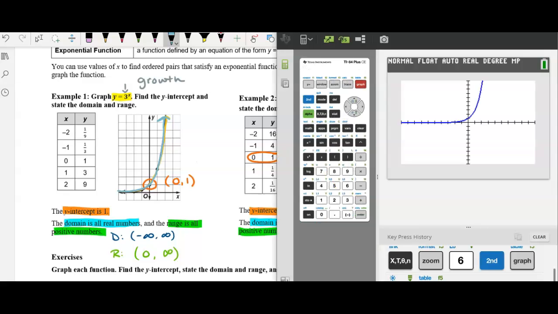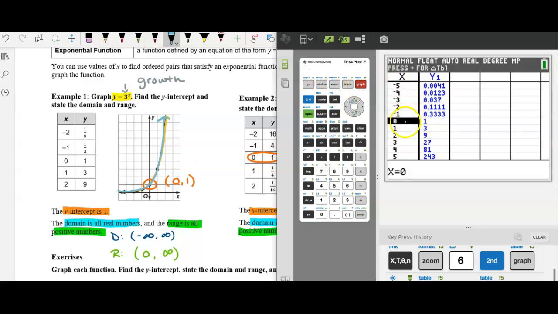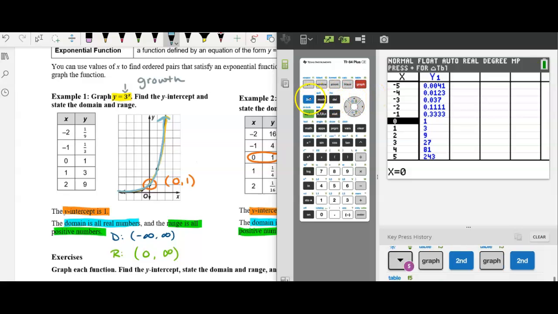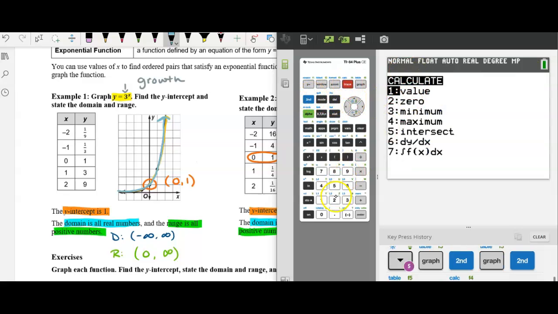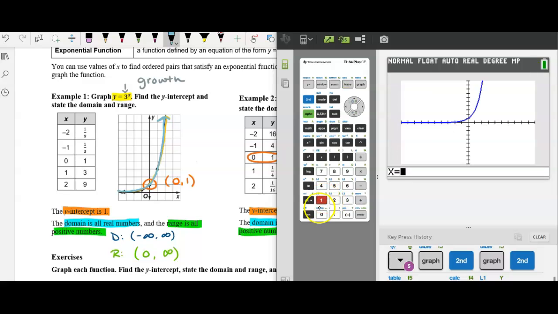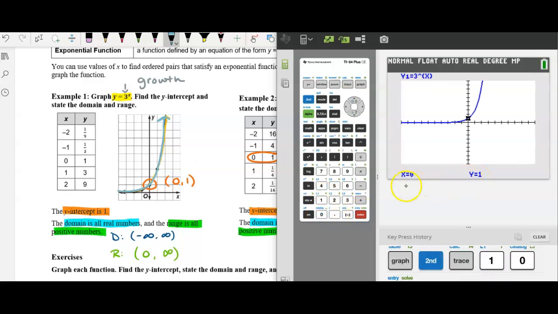The y-intercept we can find from the table where x equals 0, or we can find from the graph by going to second trace number 1. We want the y value when x equals 0, and we get 1.